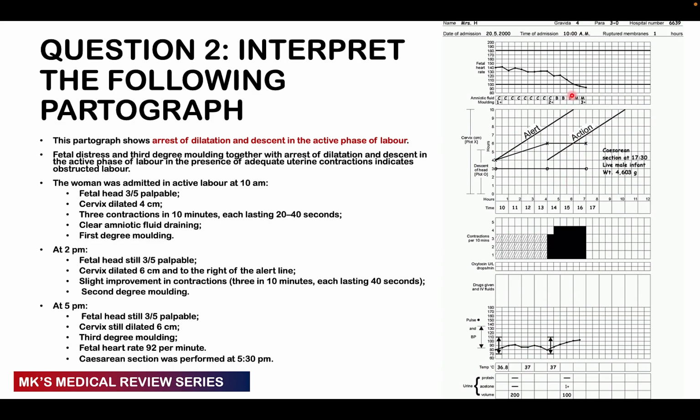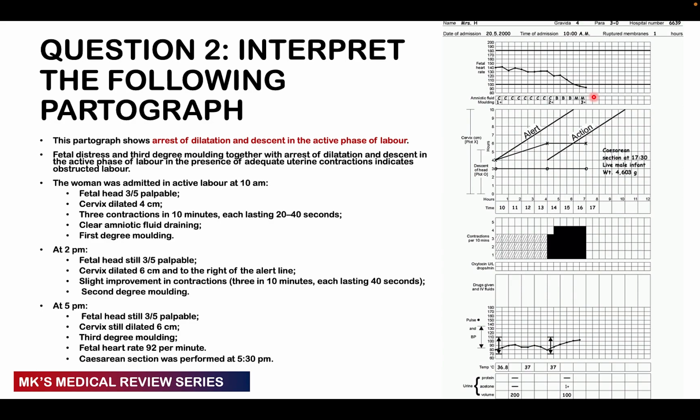At 16 hours, it crossed the 100 mark, though our threshold here is going to be 110. So it must have been maybe at the 15 or 16:30, somewhere there. So we eventually also had meconium. We had grade 3 molding. The fetal heart dropped to 92 beats per minute. So now here, we had to make a decision.